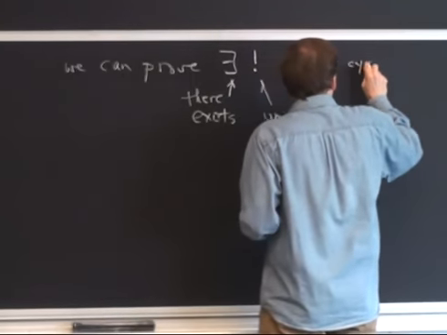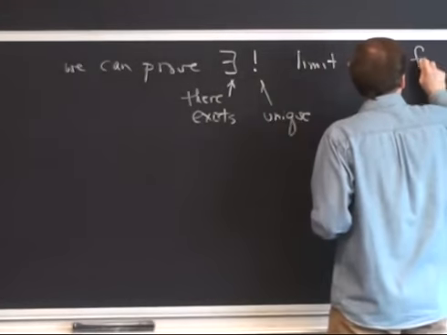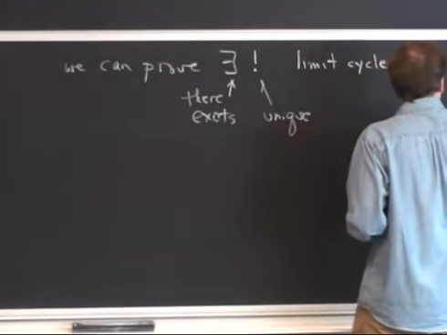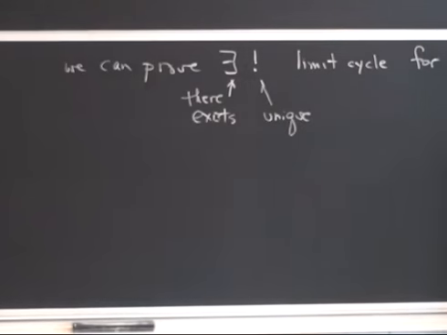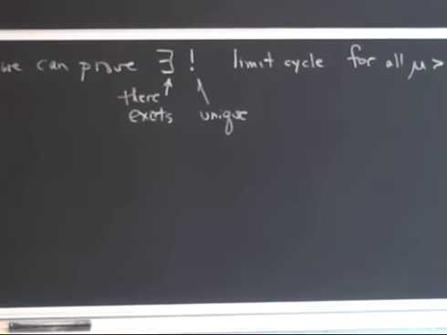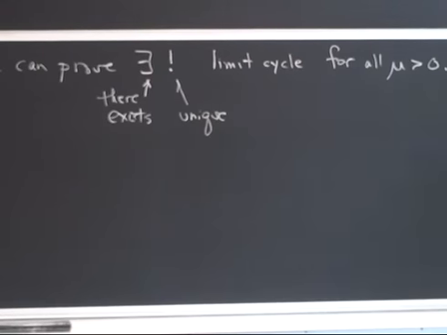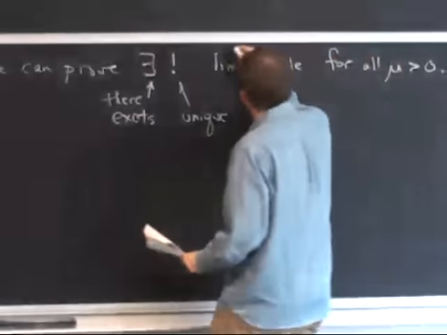For this system, for all values of the parameter mu positive, it always has a limit cycle, and it has exactly one limit cycle. It's not just a closed orbit, it really is, in fact, a stable limit cycle.